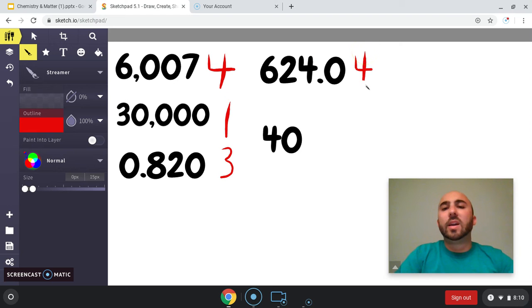And finally, our last one. Is there a decimal point present? No, there's not. So I have to count from the absent Atlantic side. I can't begin counting on a 0, so this 0 does not count. I have one significant figure here.